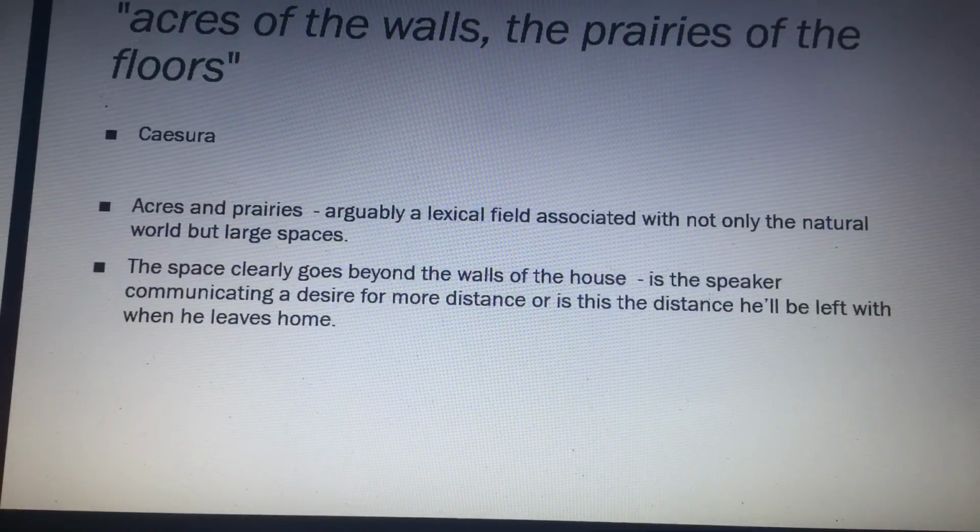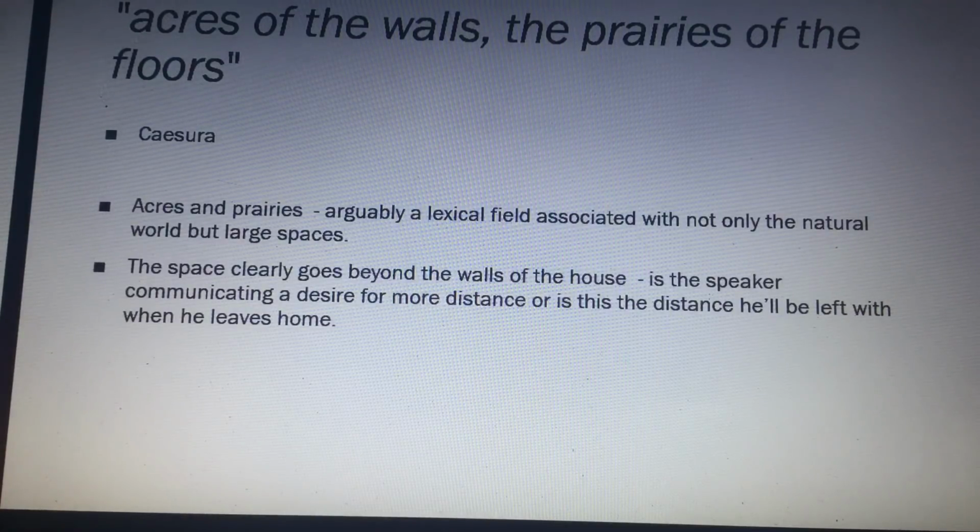Acres of the walls, the prairies of the floors. Look again at your caesura there. When we're talking about acres and prairies, which is arguably a lexical field associated with not only the natural world but large spaces, then we include the caesura. Then again, we've got this notion of space, of distance, the space between the two.